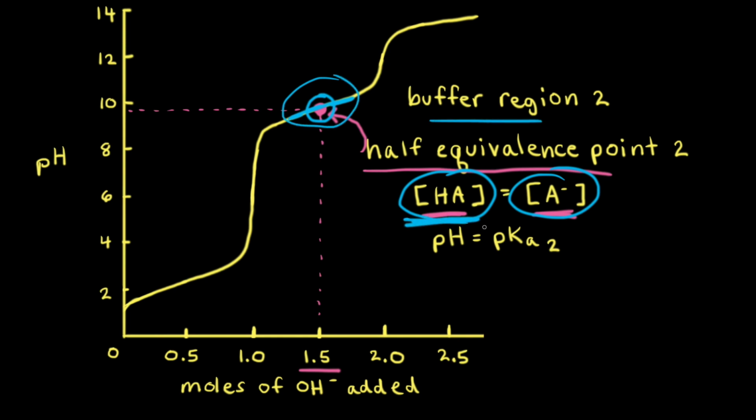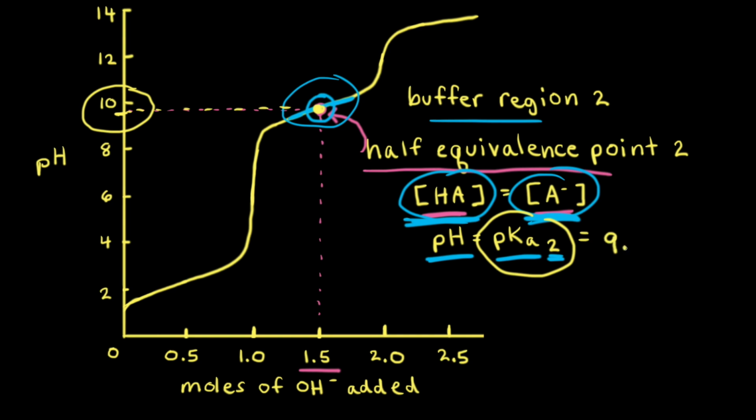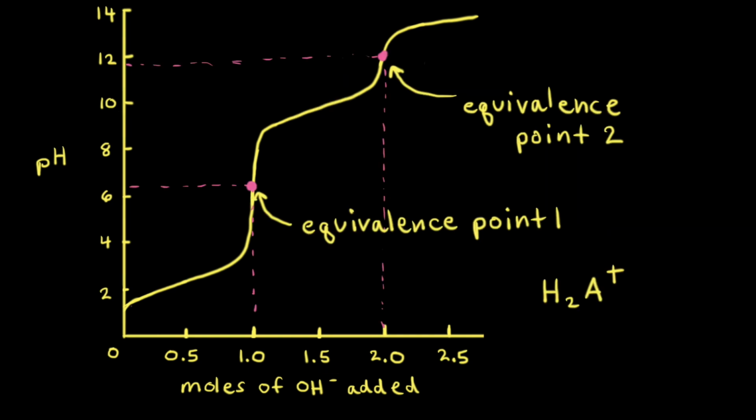And because the concentration of weak acid is equal to the concentration of its conjugate base, the Henderson-Hasselbalch equation tells us the pH at this point is equal to the pKa value. In this case, it would be pKa2, so one of the acidic protons on the nitrogen. So we can find the value for pKa2 by locating half equivalence point 2 and going over to see where that intersects with our y-axis. It looks to be a little bit under 10, which matches with the actual pKa2 value, which turns out to be 9.87.